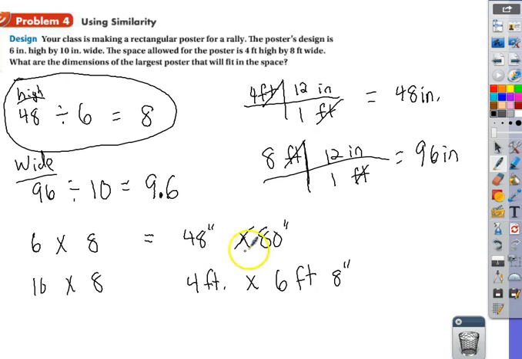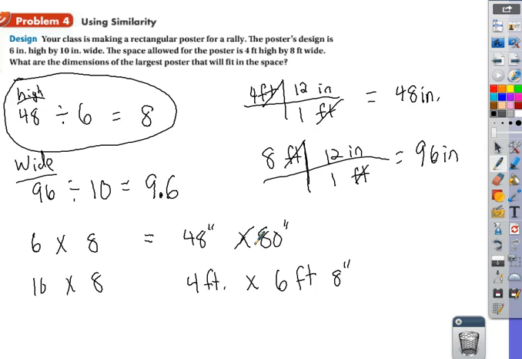Everybody okay with that? So like I said, the first thing you have to do is analyze which one got scaled smaller. Did the height get scaled smaller or did the width get scaled smaller? And you do that by a division problem. Then once you find what the smallest scale is, that's your scale factor for the whole problem.